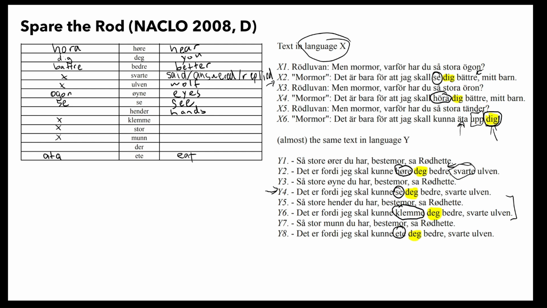Alright, and then since we established that Hender, let me use my laser pointer. Since we established that Hender means hands, Klemme most likely means hug. So let's put hug there. H-U-G. Okay.